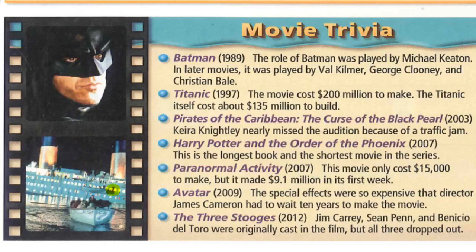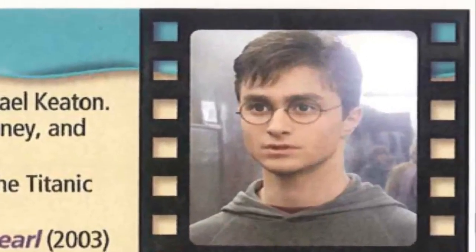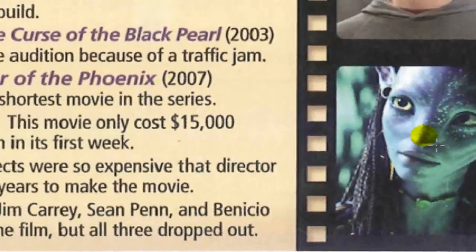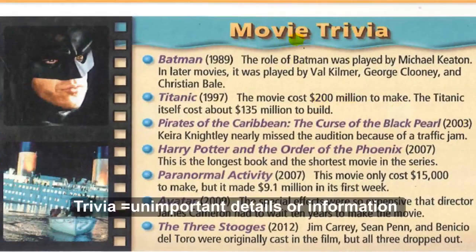A ship, an ocean liner, a very big ship that can cross the ocean, a boat. So this is the movie Titanic. And here, this is Harry Potter. This is a name of a movie about magic. And of course, this is Avatar. So, this is movie trivia: some information about movies.